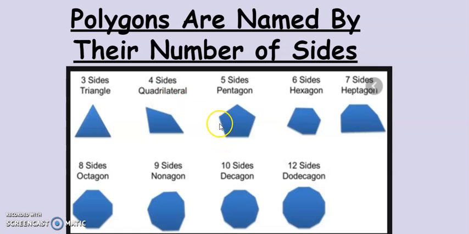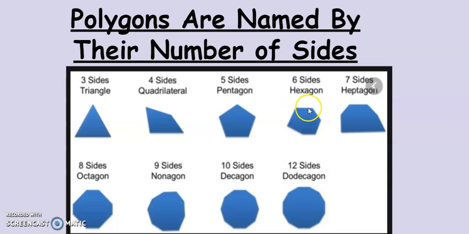Let's count the sides. 1, 2, 3, 4, 5. A five-sided polygon is always called a pentagon. Let's look at the beginning. Do you see penta? How many letters? 1, 2, 3, 4, 5. Isn't that interesting? Penta, 5 letters. It's a five-sided polygon. Not all pentagons are going to look exactly like this, but if we count them and it's 5 sides, it's going to be a pentagon. Remember, it also has to follow those polygon rules.